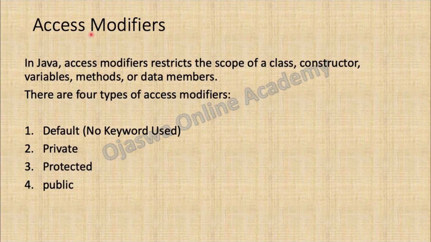Access modifiers. In Java, access modifiers restrict the scope of a class, constructor, variables, methods, or data members. There are 4 types of access modifiers. Default access modifier, where we do not use any keyword to specify the access modifier, it is said to be default access modifier. Then we have private, protected, and public.